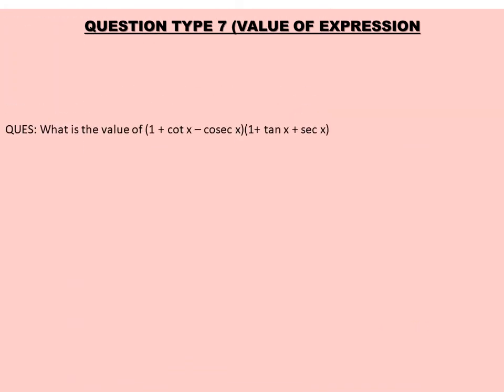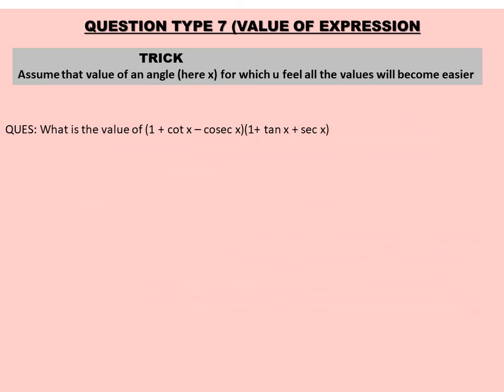Next type is find the value of the expression. It is very common in your competitive exams as well. So just a simple way I'm going to tell you: either you solve the brackets, right, and you cut out everything and you'll get the answer, or a very simple way. The trick is to assume a value of an angle for which you feel all the values become easier. Means you will have to find a value of an angle here, that means of x, at which all the values will become easier for you. Mostly we take 0 degrees or 90 degrees or 45 degrees. Those are the easiest values.